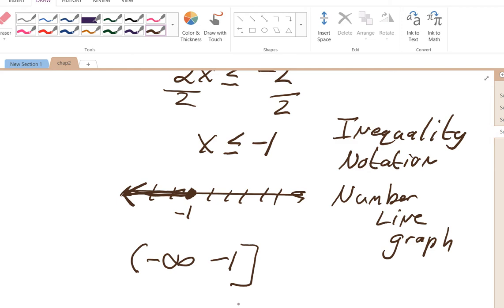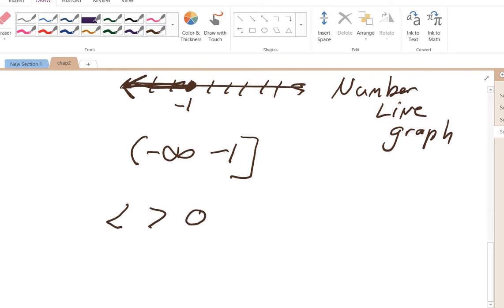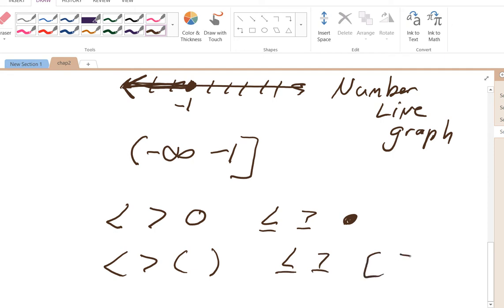So to summarize a little bit, if we have these signs here, that's an open dot. If we have this sign or this sign, that's a closed dot on a number line. This here means parentheses, parentheses. Here, we're talking about brackets. So you have to look at the sign and see exactly what it is telling you, and then you can apply the correct notation.